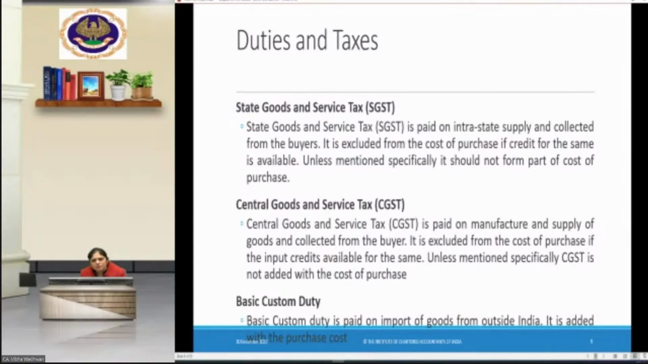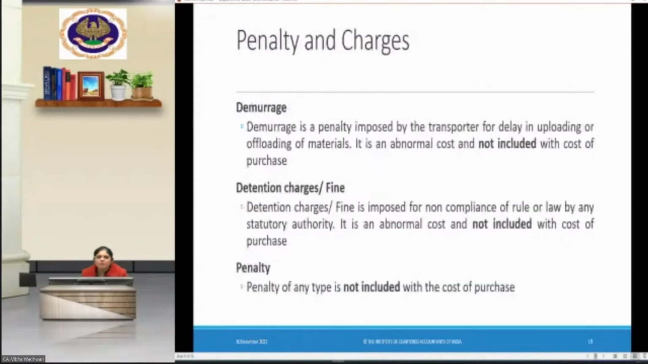Basic custom duty, of course, if we are paying on import of goods from outside India, it is added with the purchase cost. So basic custom duty is added because we pay it on import of goods from outside India, right?